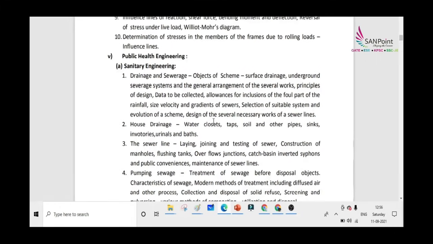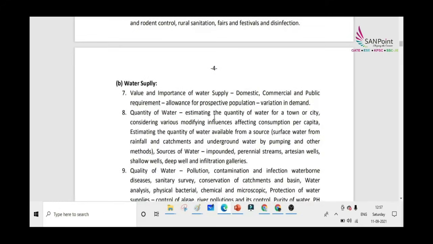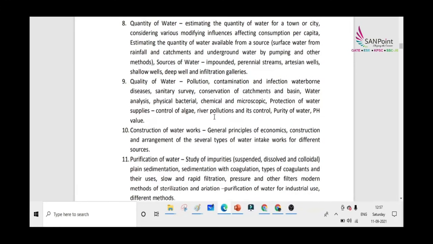So again I have only taught this subject. Each and every topic whatever is being mentioned in the syllabus, I have covered 100%. Okay, no worries in that. So this is the syllabus for AE. Now let's see the syllabus for JE.